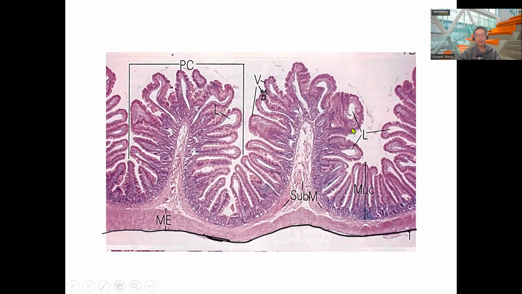Okay. There's something called L here, which stands for lacteal. We're going to get back to that later on. Okay. And just to help you orient yourself, this here, that's the lumen. That's the inside of the intestinal tract. That's where the food is going to be.